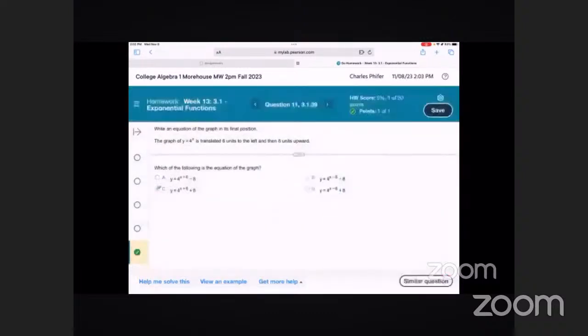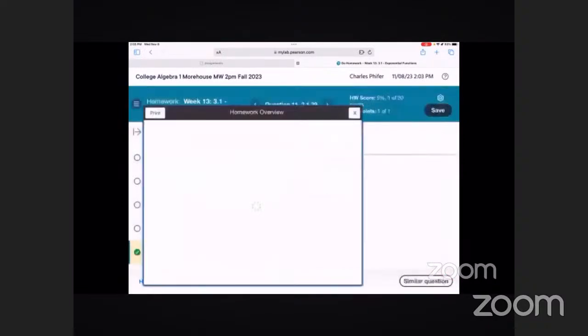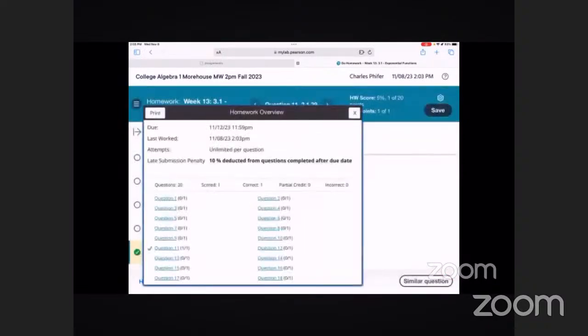Hey, Google, give me a random number between 1 and 20. 17.